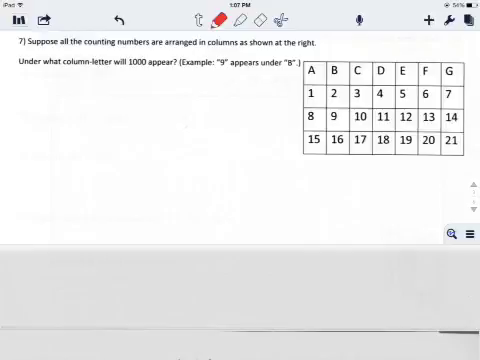Suppose all the counting numbers are arranged in columns as shown on the right. Under what column letter, A, B, C, D, E, F, or G, will the number 1000 appear? So I started by looking for patterns here. I thought, okay, where will 1000 be? And the only one I could see a pattern for is here. And it looks like we're clearly skipping by 7s because these are, well, groups of 7.